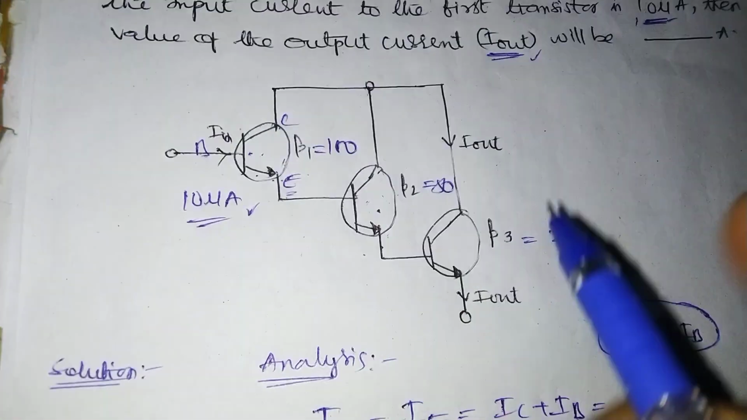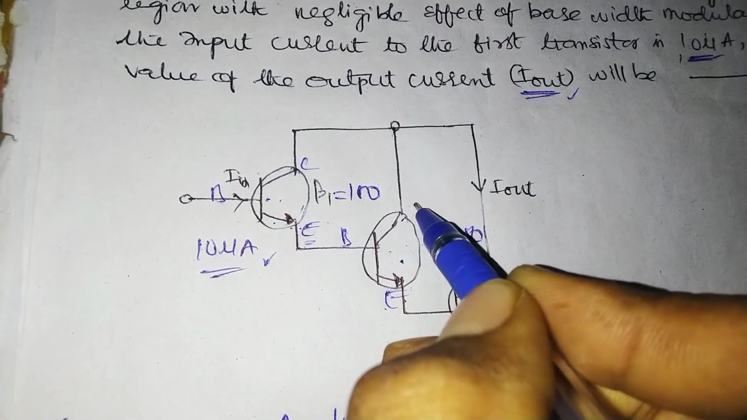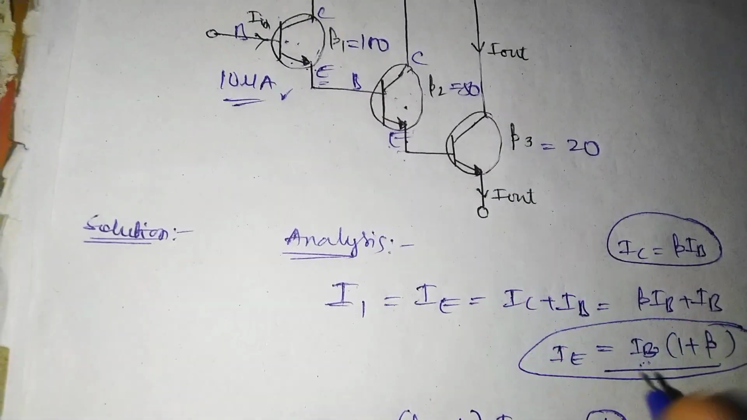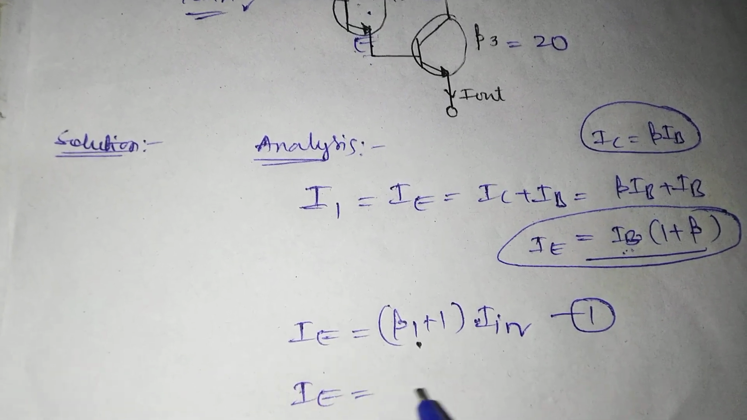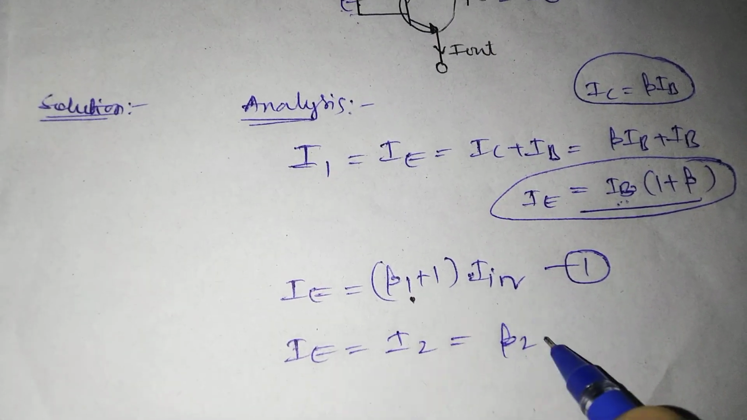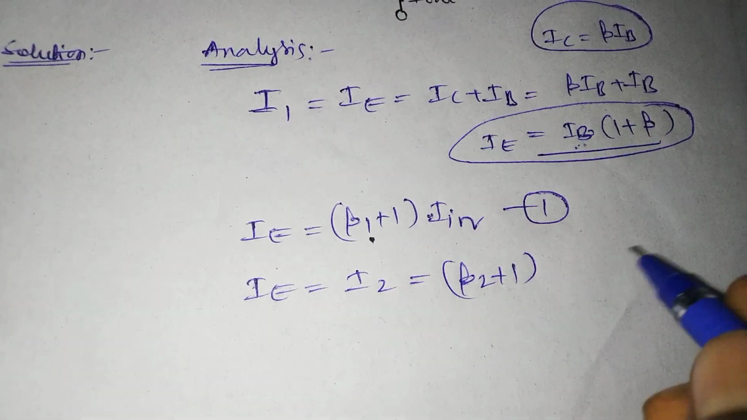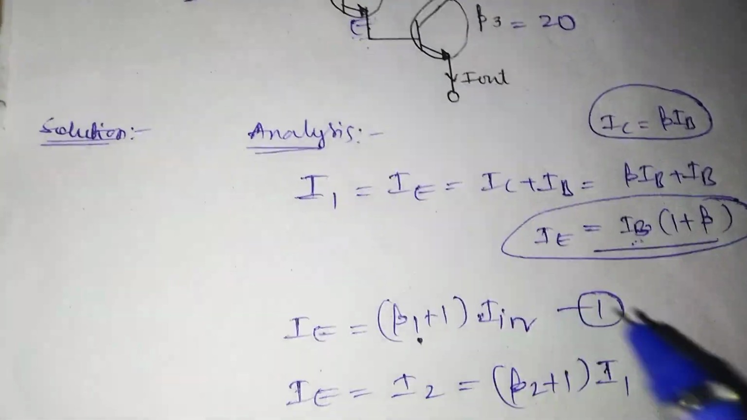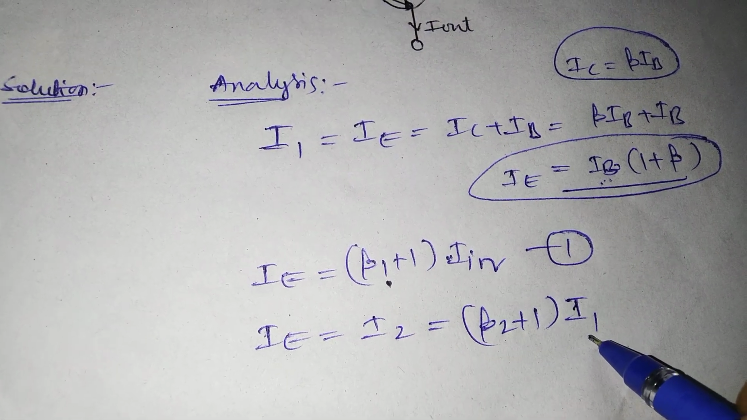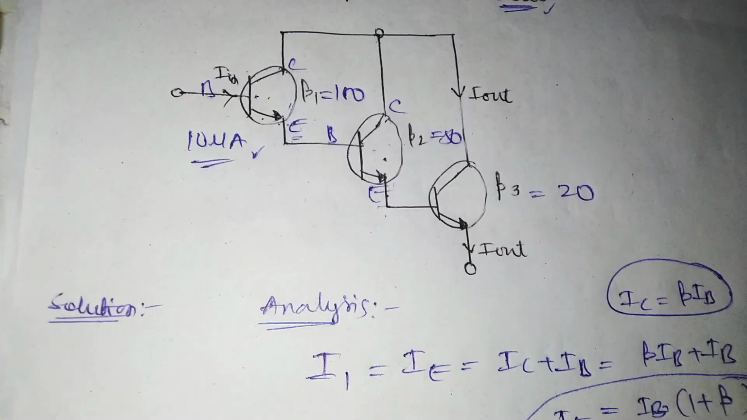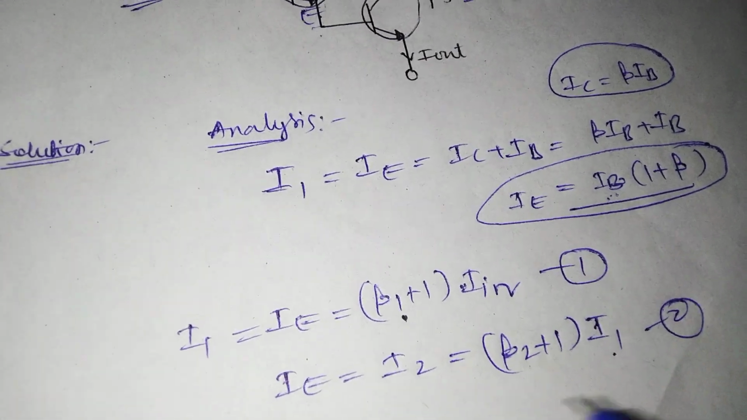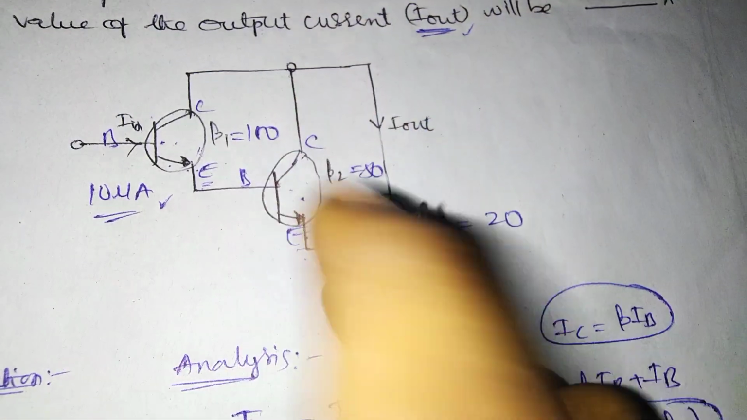For transistor 2, it has the same emitter, base, collector, the same logic applies. IE equals I2 equals (beta 2 plus 1) I1, where I1 is what we got from equation 1, the output current of transistor 1. So we take it as I1. This is equation 2.